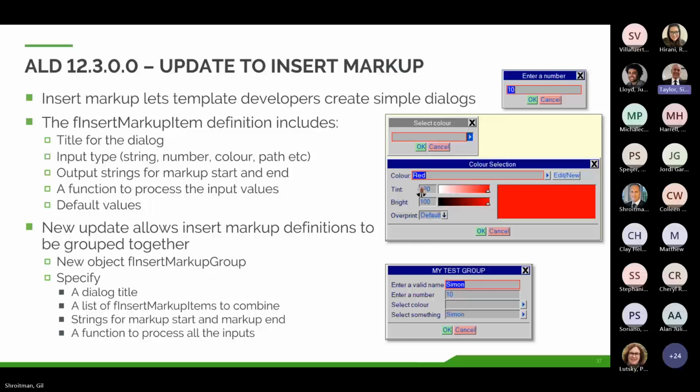Previously, it was just a one-stop shop, so you could only insert a single bit of markup, but this extension to the insert markup feature allows you to group them together. So as you can see down here in this dialog box at the bottom, you can chain together any number of insert markup definitions and build a custom dialog box from that. Those insert markup definitions allow you to specify things like a title and the field type, and a verification string, and a couple of other things like list values.